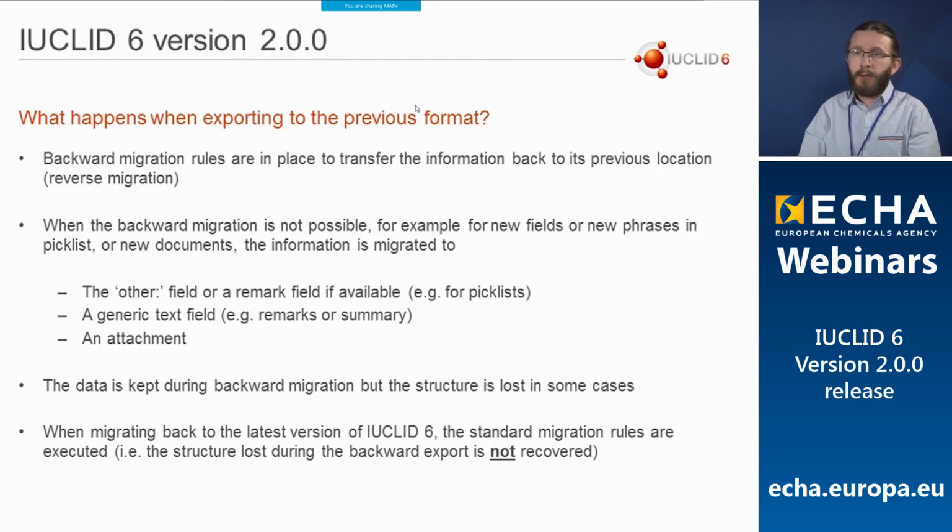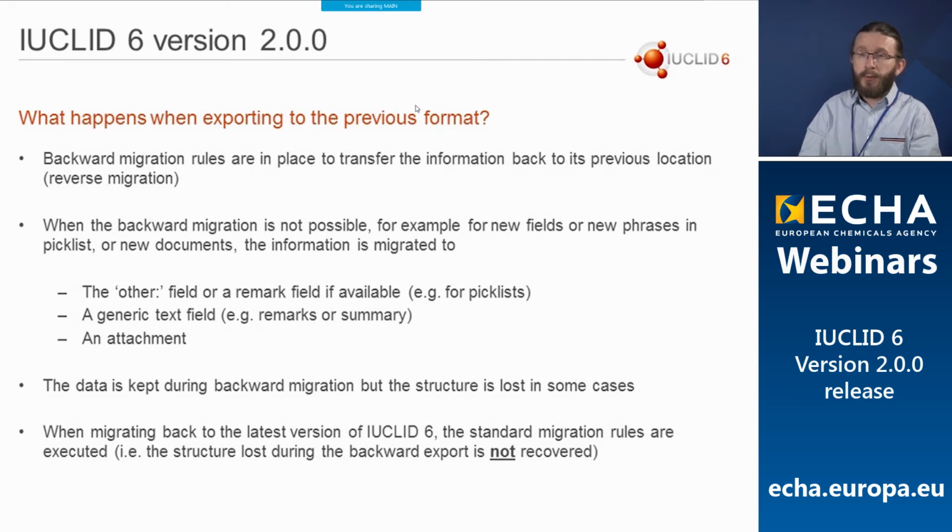Otherwise, we would migrate the information back to a remark field or to a generic text field like remarks or summary. And in the case where there is no possibility at all to migrate this data back to the previous Euclid 6 version, we record all the information that cannot be migrated as an attachment to the Euclid dataset or dossier. So what this means is that this backward migration allows to transfer all the data. So there is no data loss, but there is a data structure loss. So the structure in which the data was in the new format cannot be kept in all cases when migrating back to the previous format.